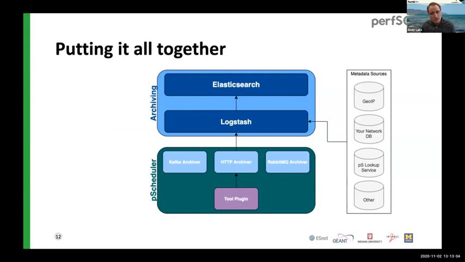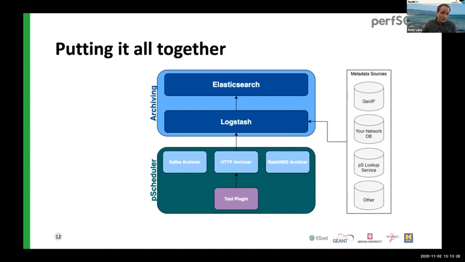So one obvious one is GeoIP, so you can get lat long for the endpoints and have an easier way to build maps. I put your network DB right there, so I don't know if people run Netbox or have their own internal inventory system. But for example, if you want to associate certain measurements with customers or things like that, if you have that information, maybe circuits or something like that, the idea is you could potentially pull that information in with Logstash.